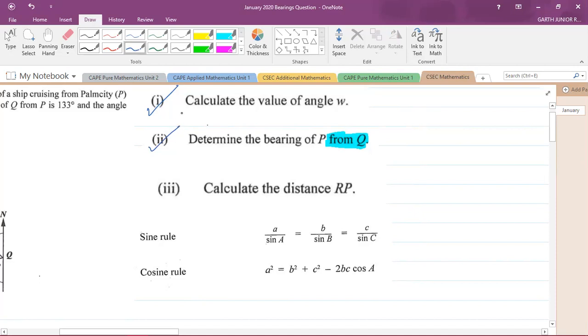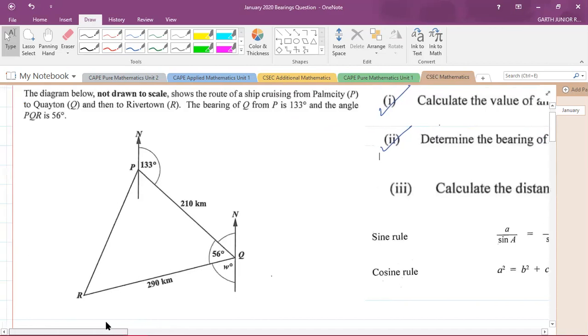Now let us do the third part of the question, which says we are to calculate the distance RP. RP, we're talking about this distance here. That distance there. So let us now calculate the distance RP.